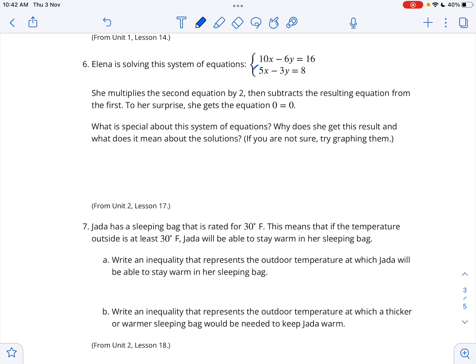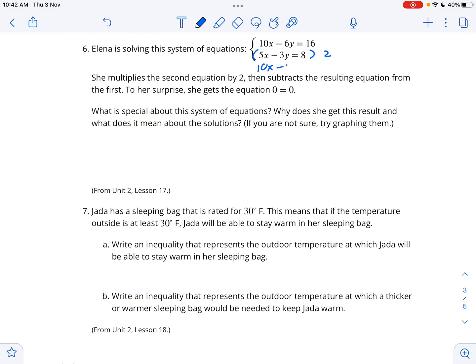So on this one, you can see if I do what they say and multiply that by 2, I get 10x minus 6y is equal to 16. These two equations are equal to each other, okay? And so what that tells us is that the second equation is actually equivalent to the first. So I'm going to say equation 1 and 2 are equivalent.